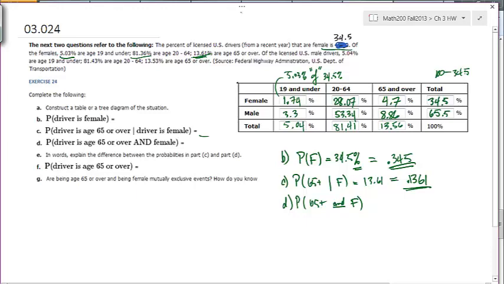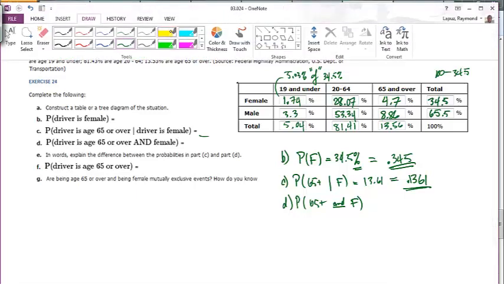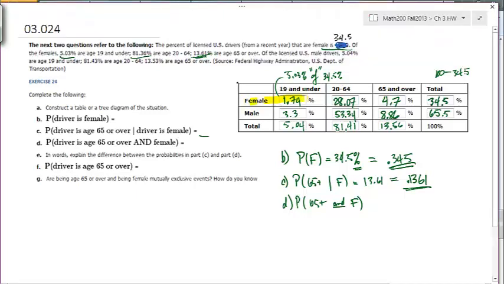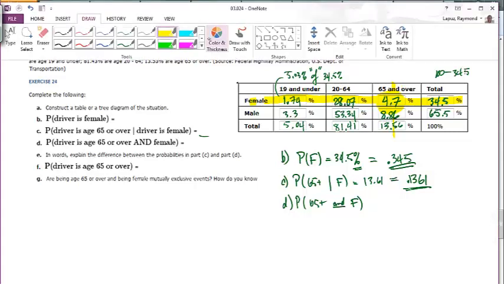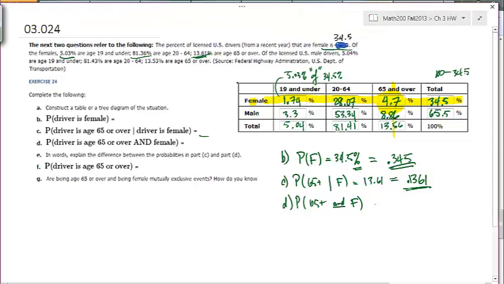And so for that, whenever you see an "and" here, we should be looking at the probability that somebody's female and 65 and over. So this should be the value that we're looking at. That's 4.7%. So this is a percentage up here, 4.7%, and let's call that 0.047 for our decimal.